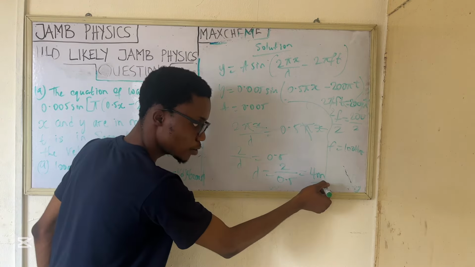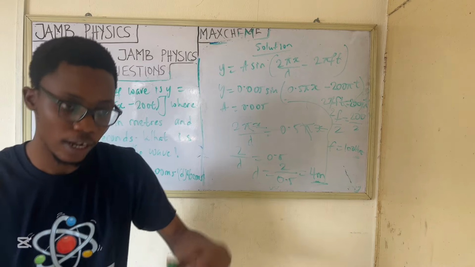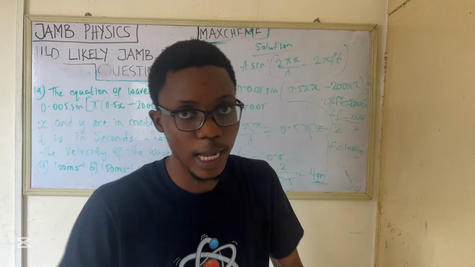We got our lambda here, and we got our f here. And if you can remember, velocity is equals to lambda times frequency.